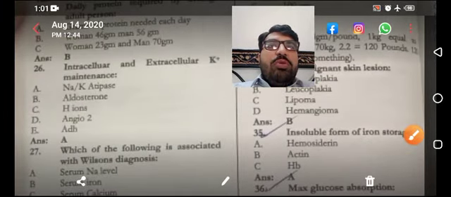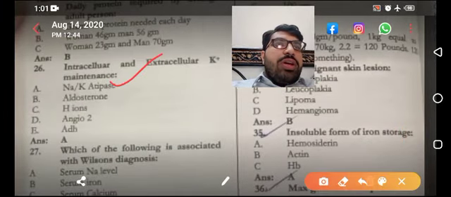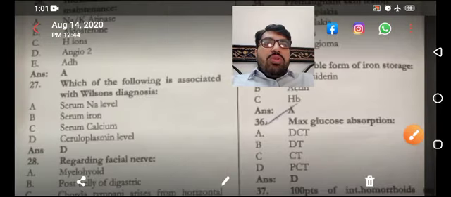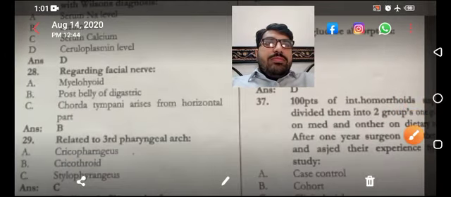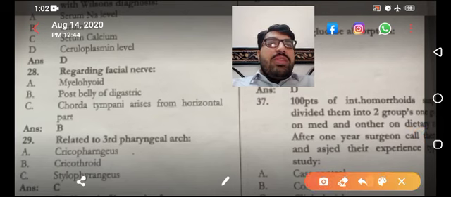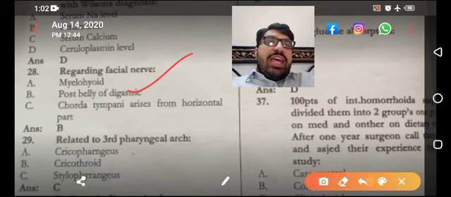Intracellular and extracellular potassium maintenance is by sodium potassium ATPase. Which of the following is associated with Wilson disease? Out of the given options, D is the right answer. Nothing contradicting in that MCQ. Regarding facial nerve, it supplies the posterior belly of the digastric.